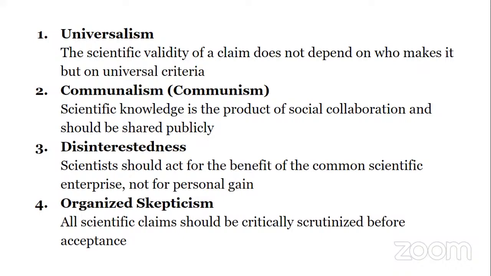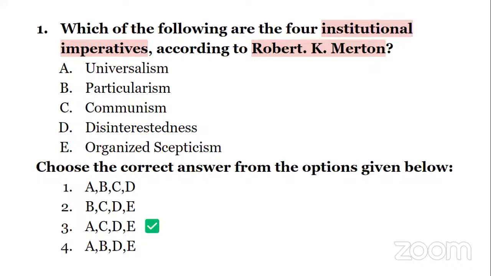Here the odd one out is, of course, option B, particularism. It is not mentioned by Merton. So our answer is universalism, communism, disinterestedness, and organized skepticism. We can go with option 3, A, C, D, and E.